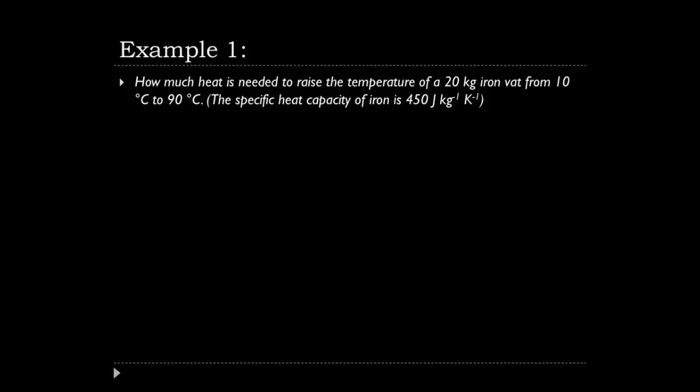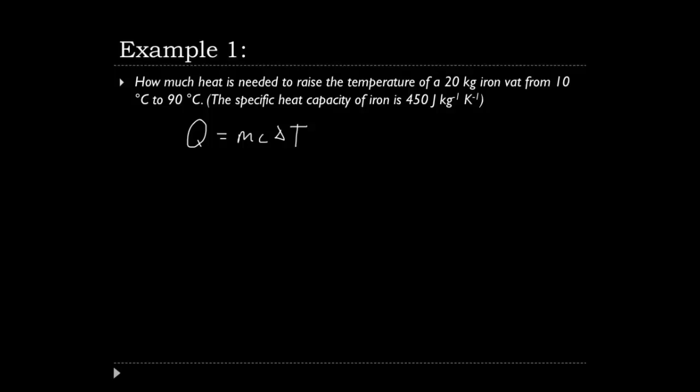Okay, in our first example, we're asked how much heat is needed to raise the temperature of a 20 kilogram iron vat from 10 degrees Celsius to 90 degrees Celsius. With all of these questions, we're going to be making use of this equation, Q equals mc delta T. In this case, the temperature change from 10 to 90 is 80 degrees. We're given the mass and the specific heat capacity, so this is just a straightforward application of this equation.